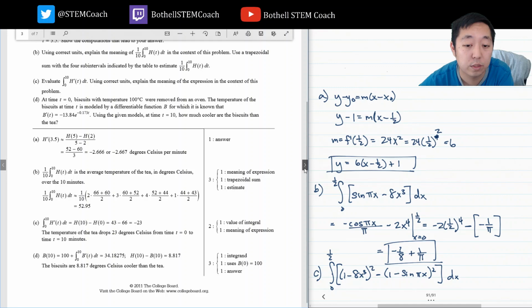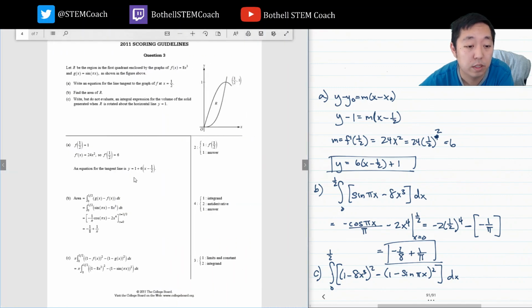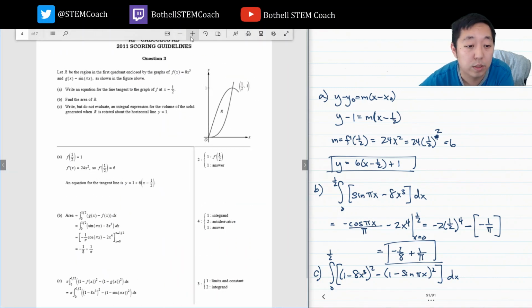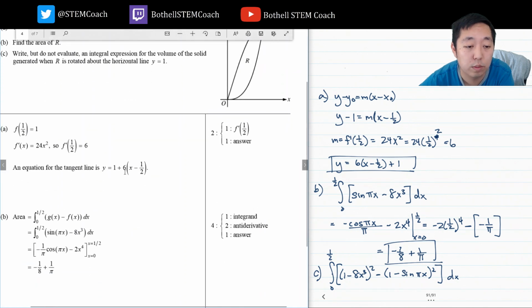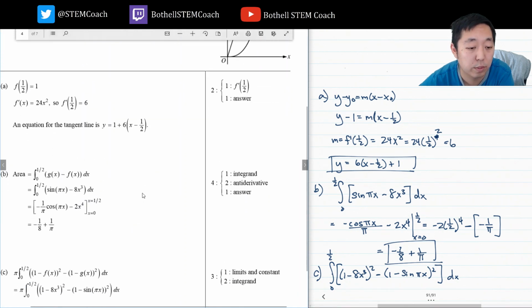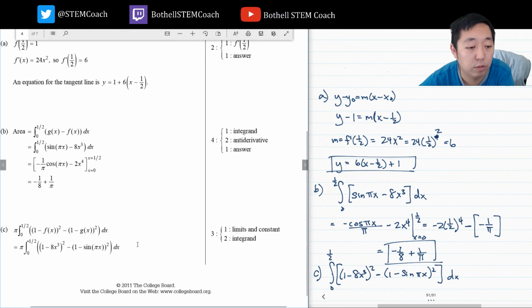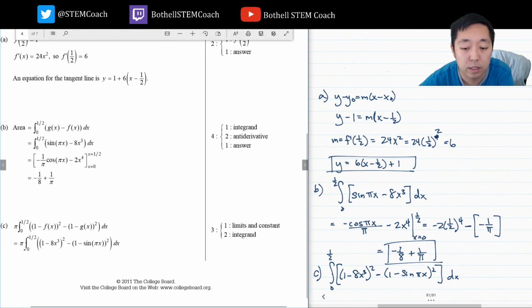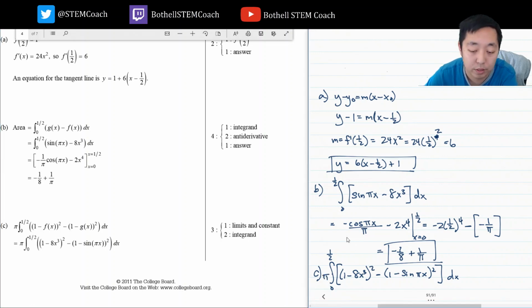All right, let's see how we did on this one. Hopefully I didn't make any arithmetic mistakes. Let's zoom in so we can see it more clearly. y equals 1 plus 6 times quantity x minus 1/2. Okay? Negative 1/8 plus 1 over pi, and then the integral. Oh, I forgot pi. The area is pi r squared, right? So I forgot the pi in front here. 0 to 1/2 of 1 minus 8x cubed quantity squared, minus 1 minus sine pi x quantity squared, all of that integrated. Okay, so I forgot the pi there. That was a silly mistake.